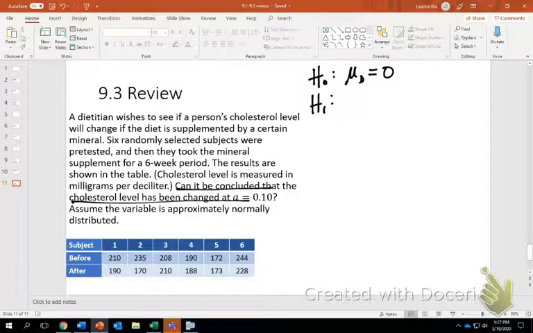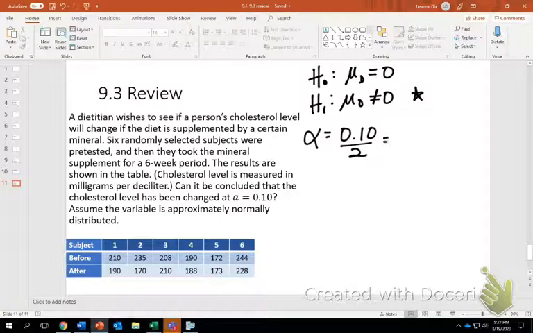Remember, we always look at that last sentence. We don't really see anything that tells us if it's going to be like less than or greater than. So because we don't really see that, we're going to say that it is not equal 0. We don't have any keyword. And that is our claim right there. Can it be concluded that the level has changed? Okay, so if it is different, that is our claim. First things first, we can find our critical value based off of our alpha, 0.10. Remember to divide it by 2, and you should get 0.05.